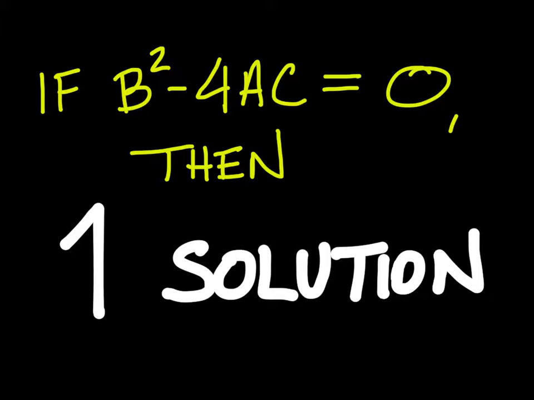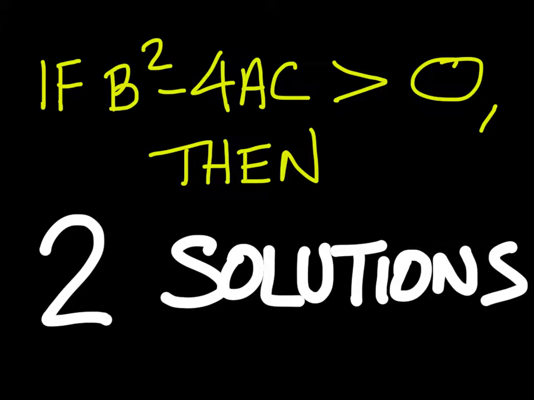We did a problem like that previously, where you had a 0 under the square root sign, and it came out to be just 1. One answer. And if the answer was 1, you don't write 1 or 1. You just write 1 one time. If b squared minus 4ac is greater than 0, then you have two solutions for your problem.